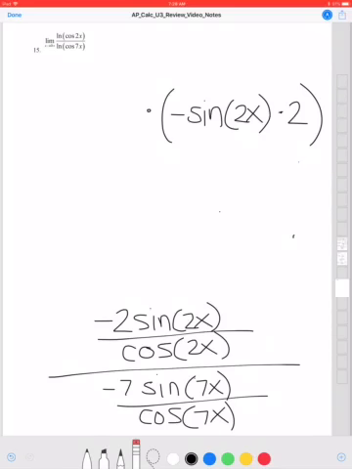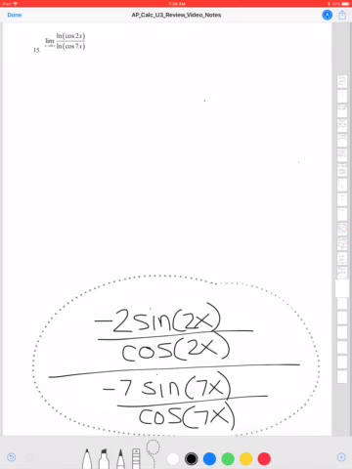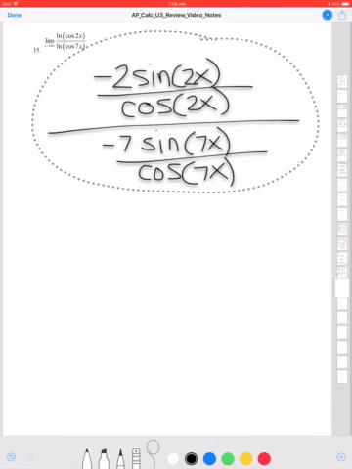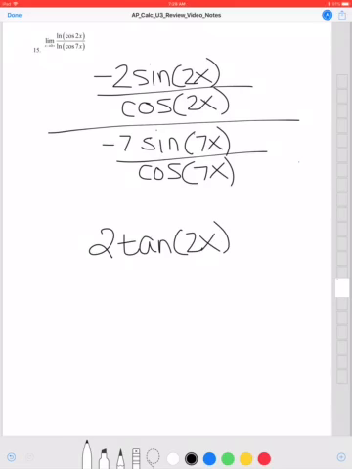But before I take the derivative of this, can I make it simpler to take the derivative of, so I don't have to do quotient rule on the top and quotient rule on the bottom? Well, yes, of course. Sine over cosine is the same thing as tangent. We also got a negative over a negative, so I'm going to change that to a positive.